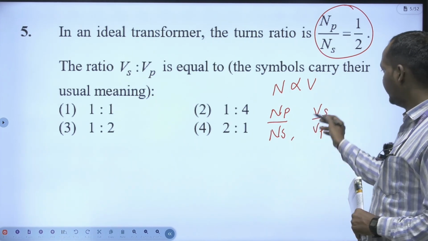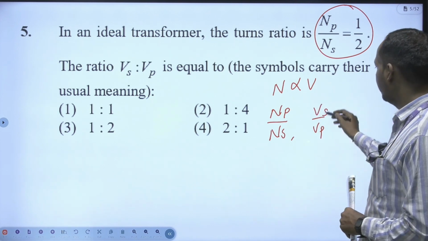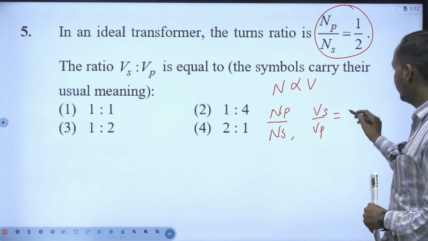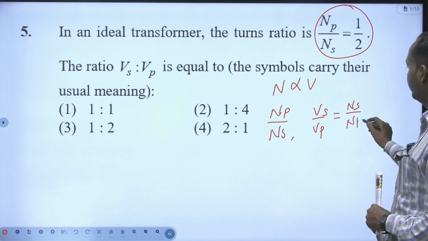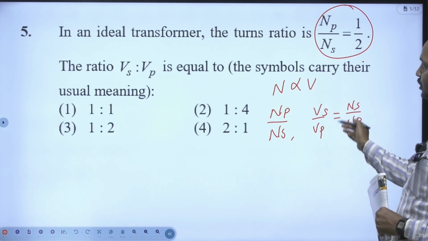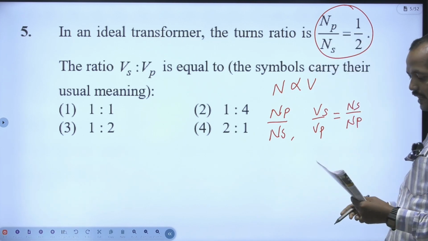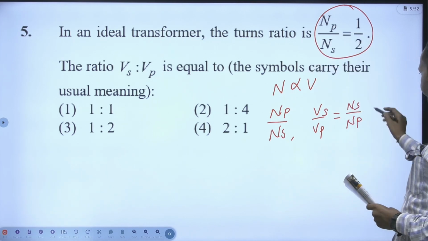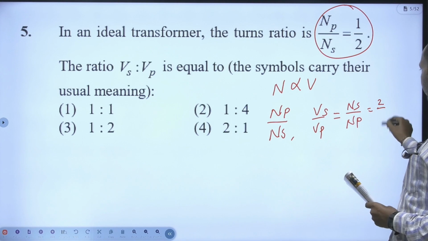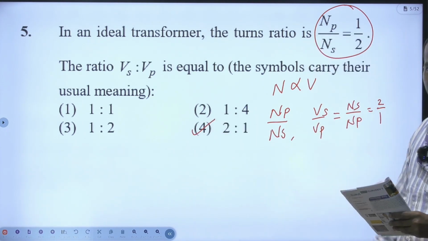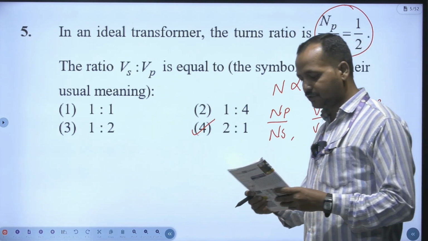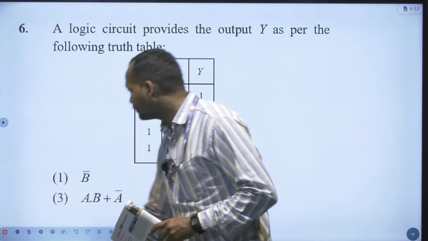So here they become inversely related. Hence what we can write, Vs by Vp is equal to Ns by Np. So which option is correct here? If this ratio is 1 by 2, then the answer is 2:1. So hence the answer is the fourth option. My dear students, you can check it. Then we'll go to the next one, that is the sixth question.